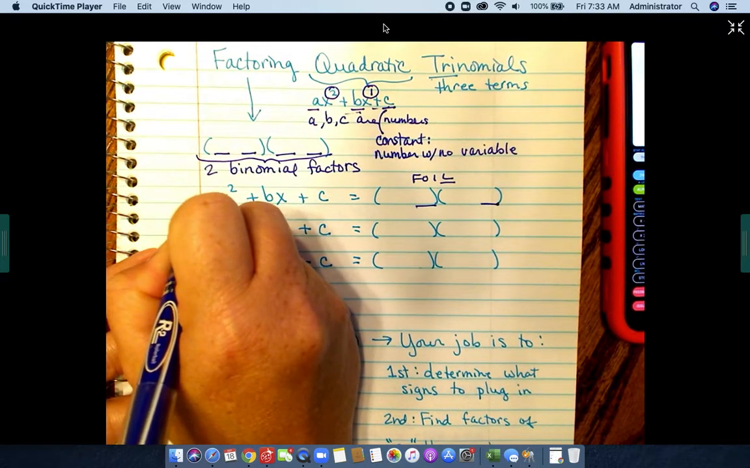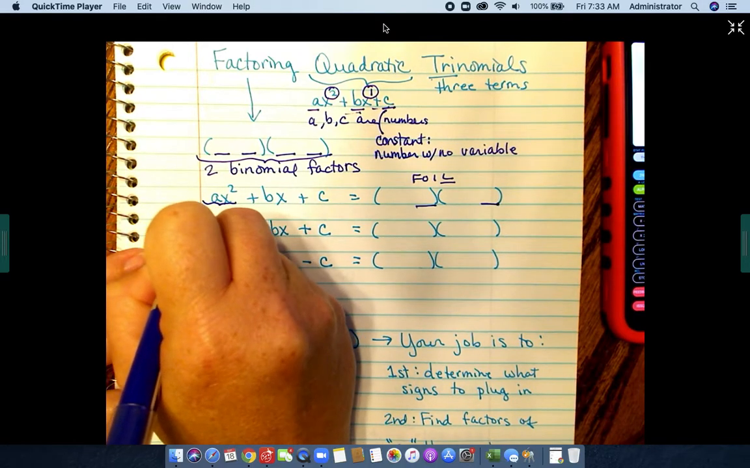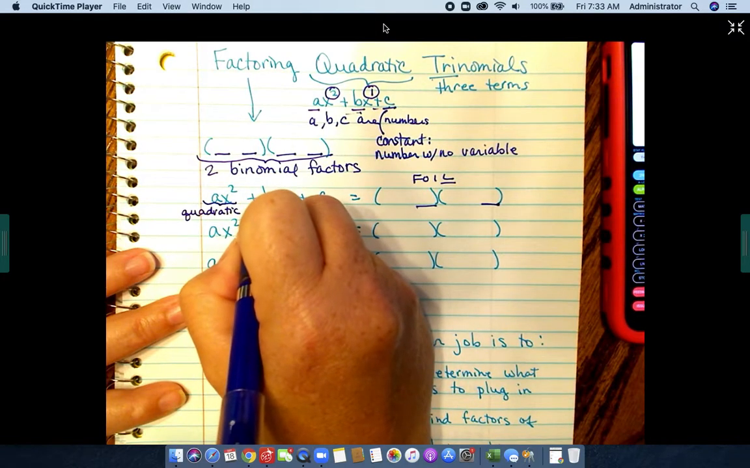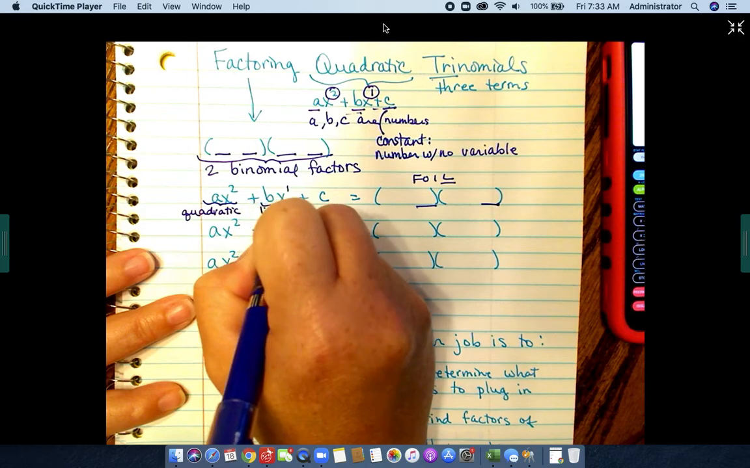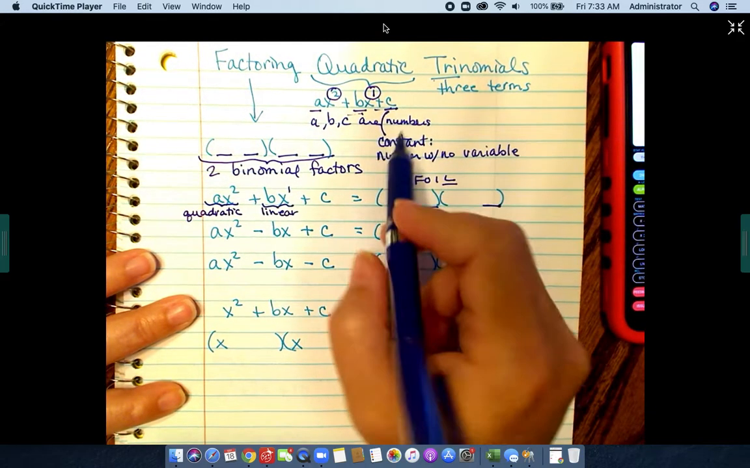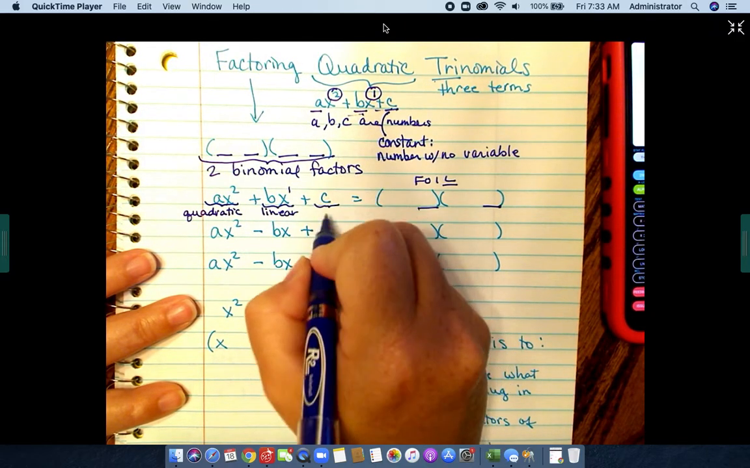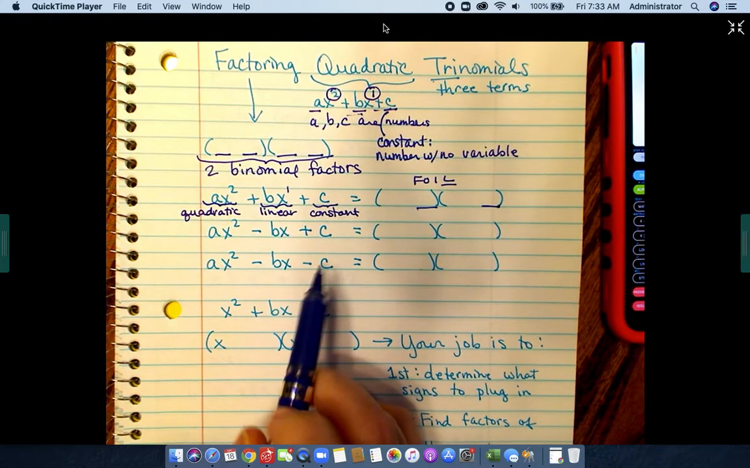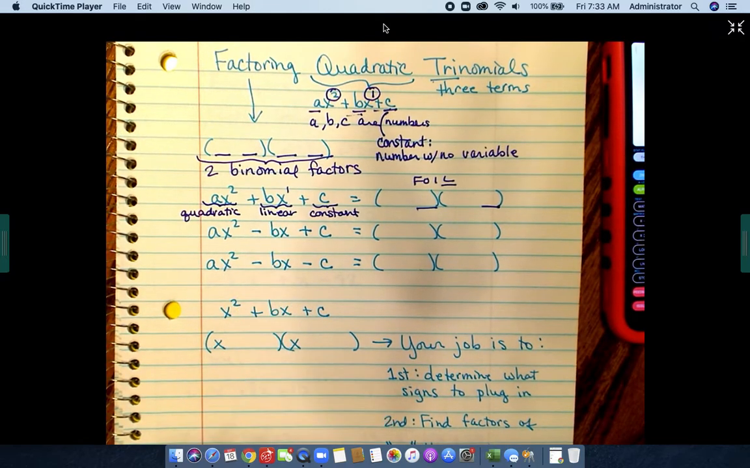Just to give you a little more terminology here, the x squared term is always referred to as the quadratic term. The term in the middle here to the first power is always known as the linear term. And again, we already referred to the number at the end without the variable as the constant term. I'm going to be using this terminology, the sign of the constant term and the sign of the linear term, so I want to make sure we define each of those.